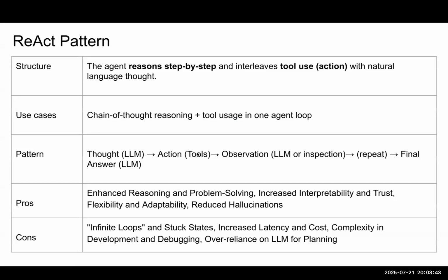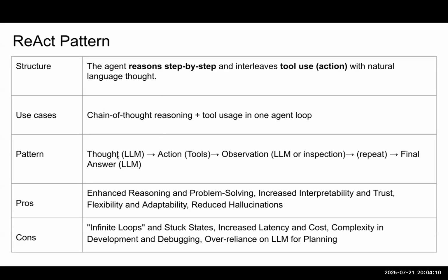Before we say how to solve that, let's put it in the pattern table. The structure is that the agent reasons step by step and interleaves the tool use with a natural language thought. Mainly, what it says is that for every action, it checks the results and then decides the next action, based on the thought. It decides the next thought. That's what it means.